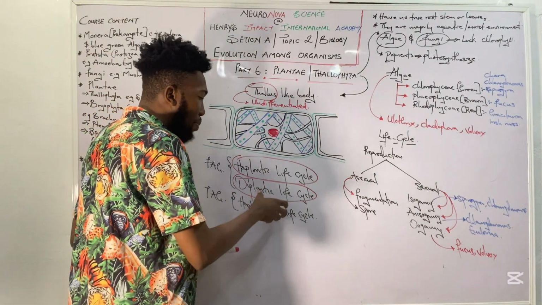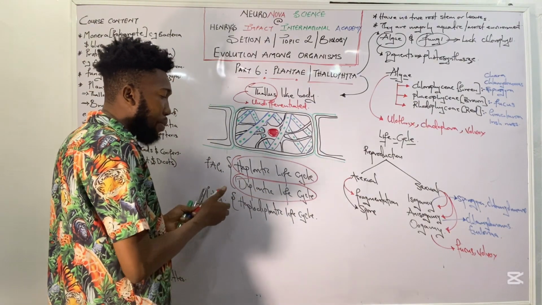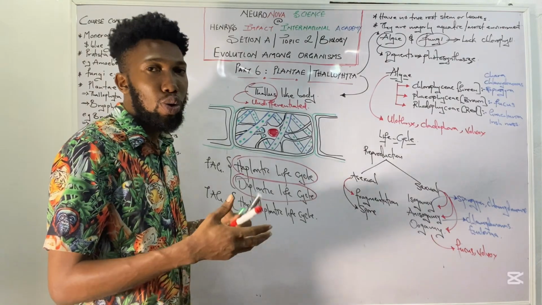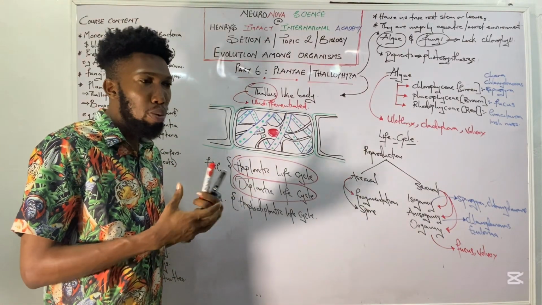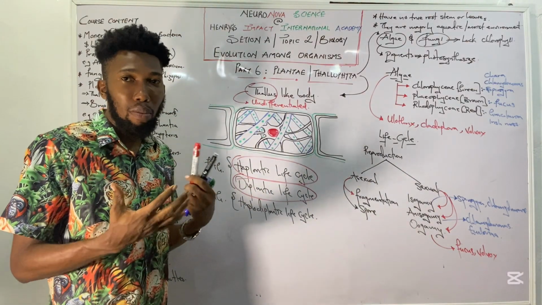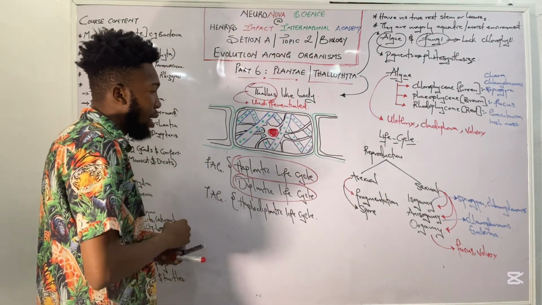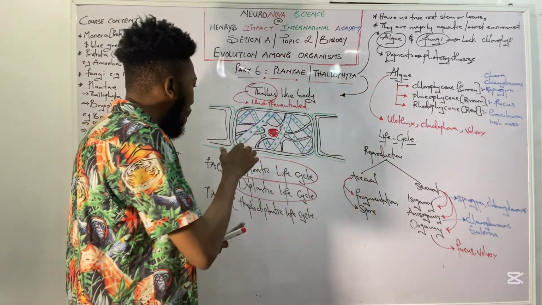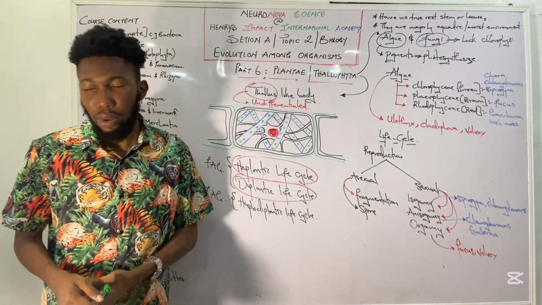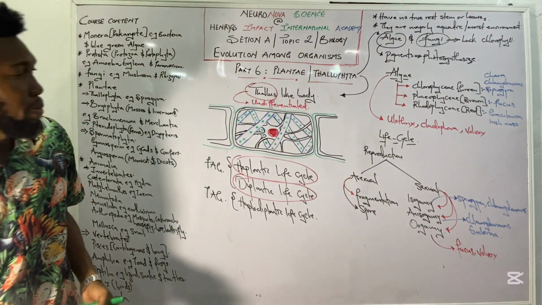Then in the haplodiplontic, we have both haploid and diploid expressing themselves at almost equal levels during the whole life cycle. And this one here, we're not discussing now. So we're going to be looking at the haplontic life cycle. That's what we're going to be looking at now.